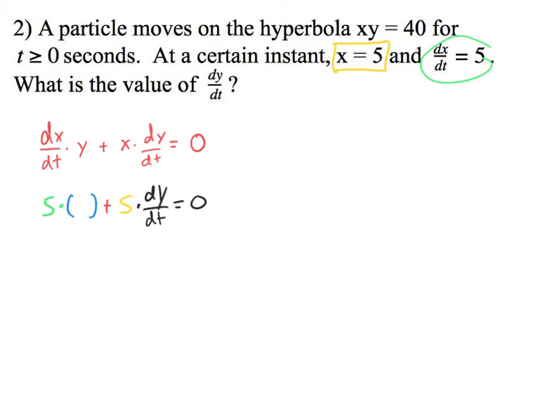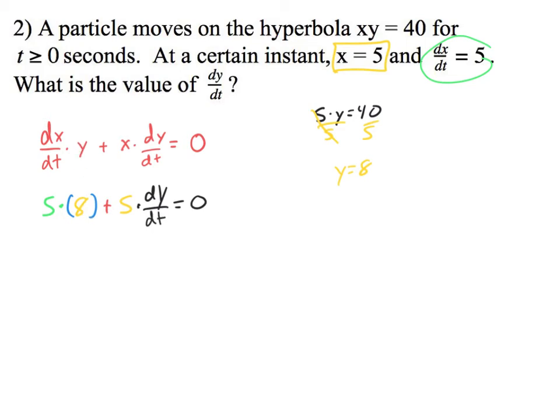How do you find y? Well, could you simply plug your x into this equation to find y? So I'm going to take the equation xy equals 40. So it's 5 times y equals 40. I'll go back to the original. I solved that, so I divide by 5. So y is 8. So I'm going to put an 8 there. So I now plugged in 8 for y. I now can solve for dy/dt.